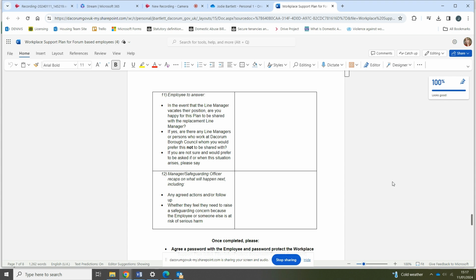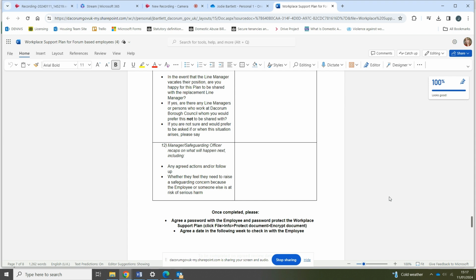It's then important just to take some time to debrief and have a recap, to look at what actions have been agreed and to follow up whether there's any further actions. And if you are unsure about how to do so, I would recommend going to the procedure because this will talk you through this process. And then you should also consider whether you feel there is a need, based on what they've told you, to escalate it as a safeguarding concern or because you believe that someone is at an immediate risk of harm.